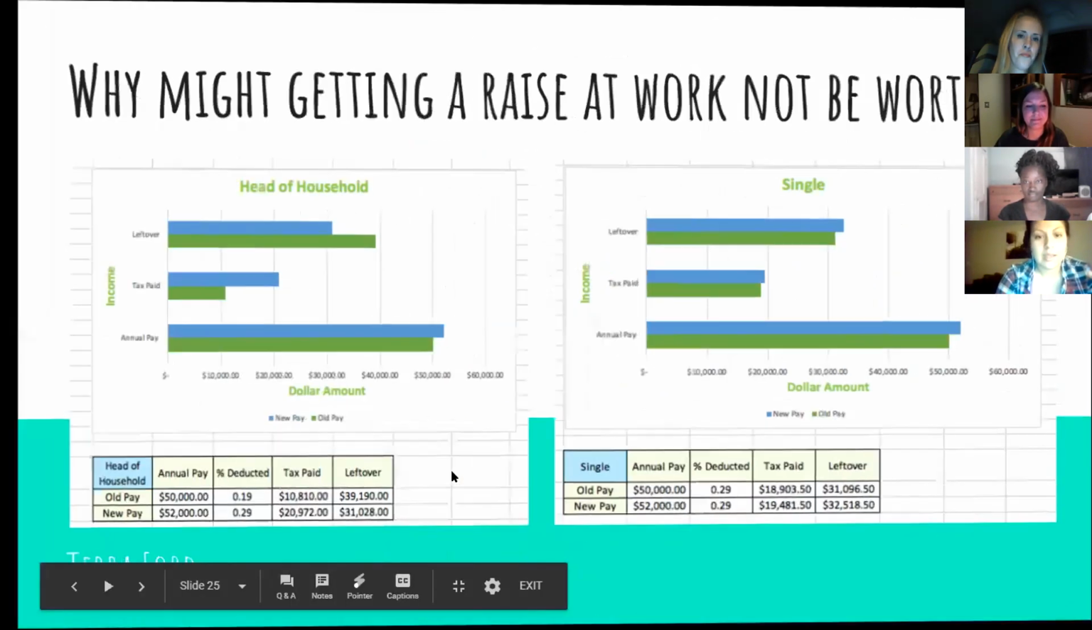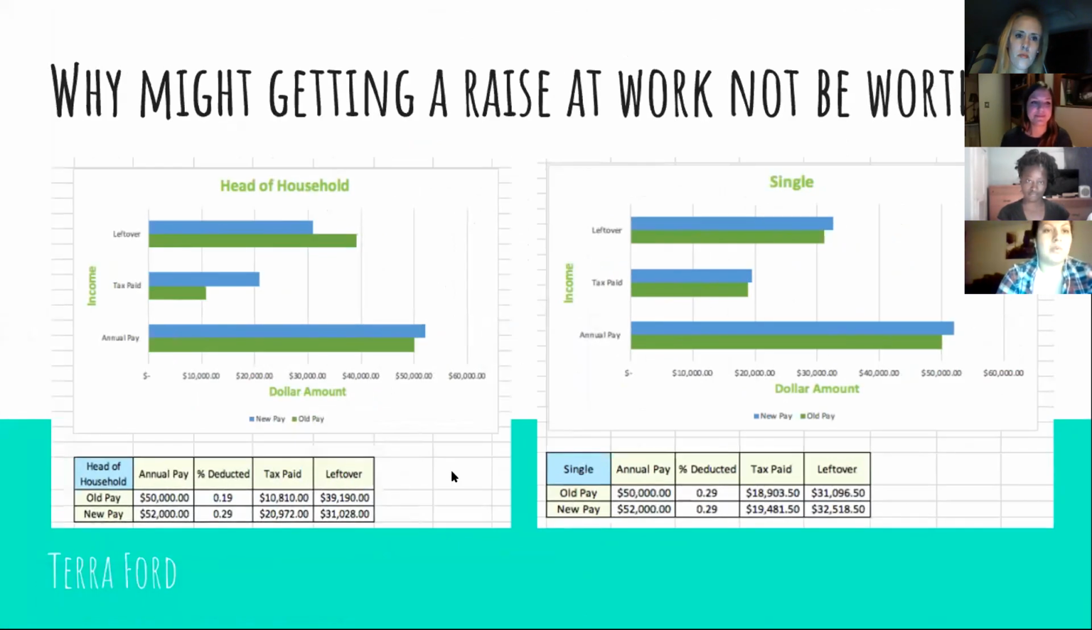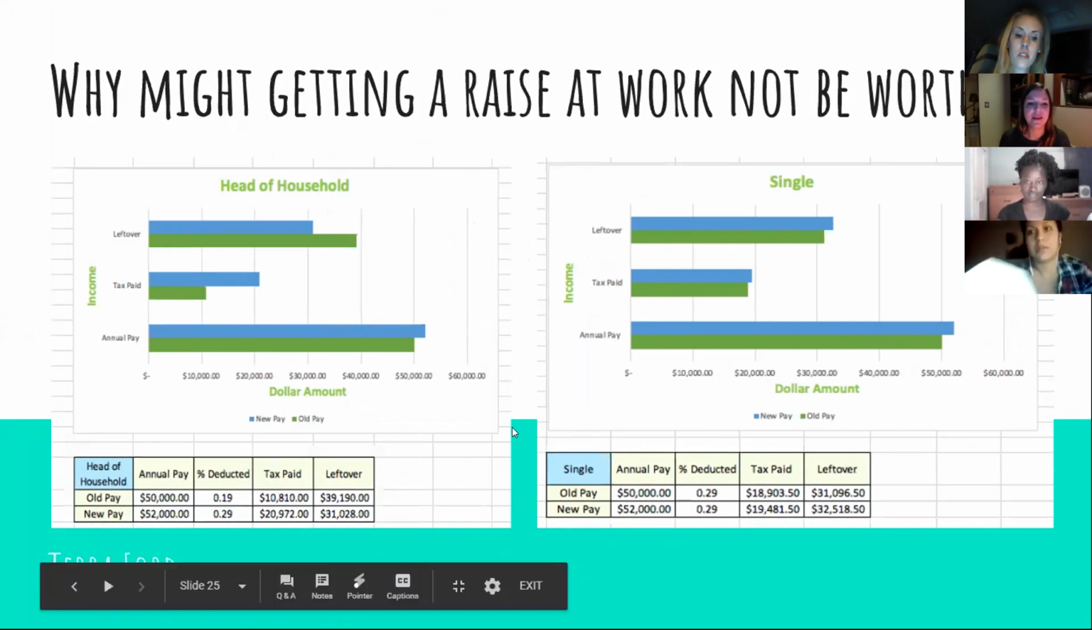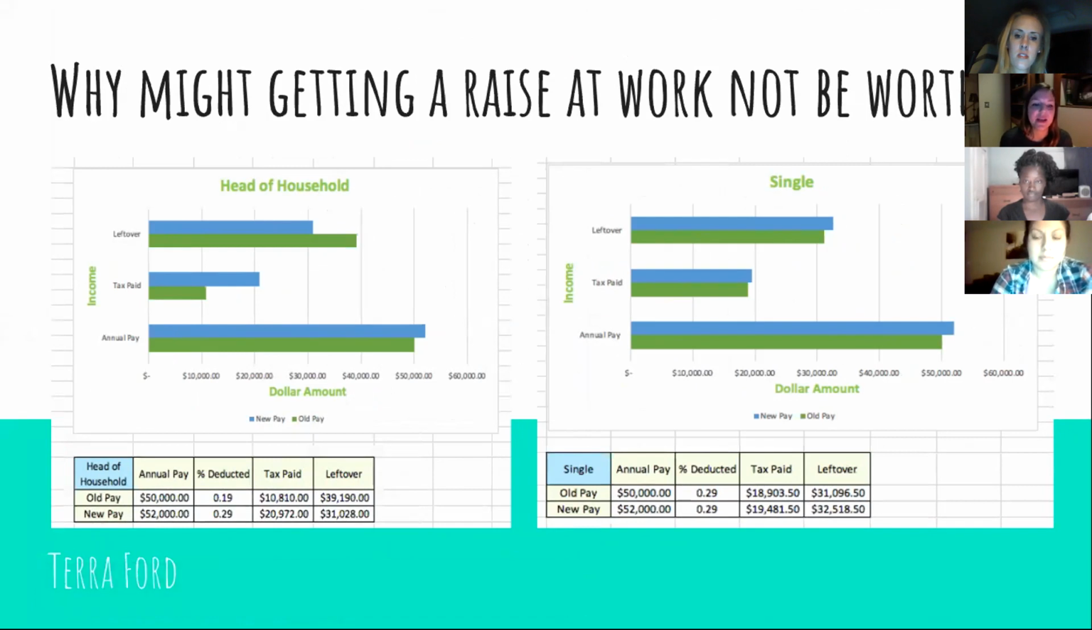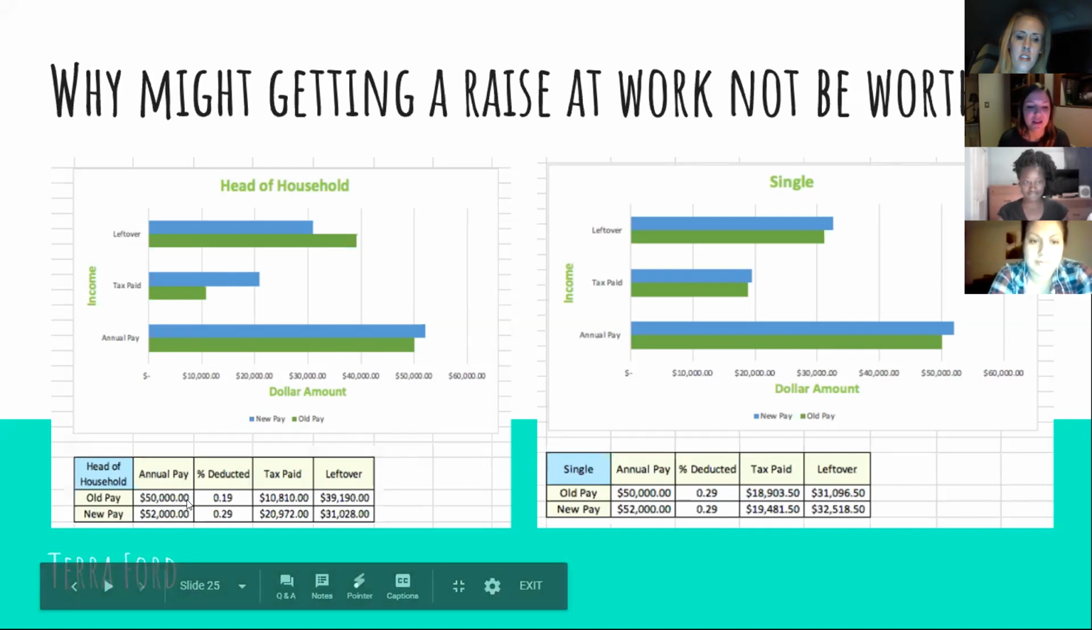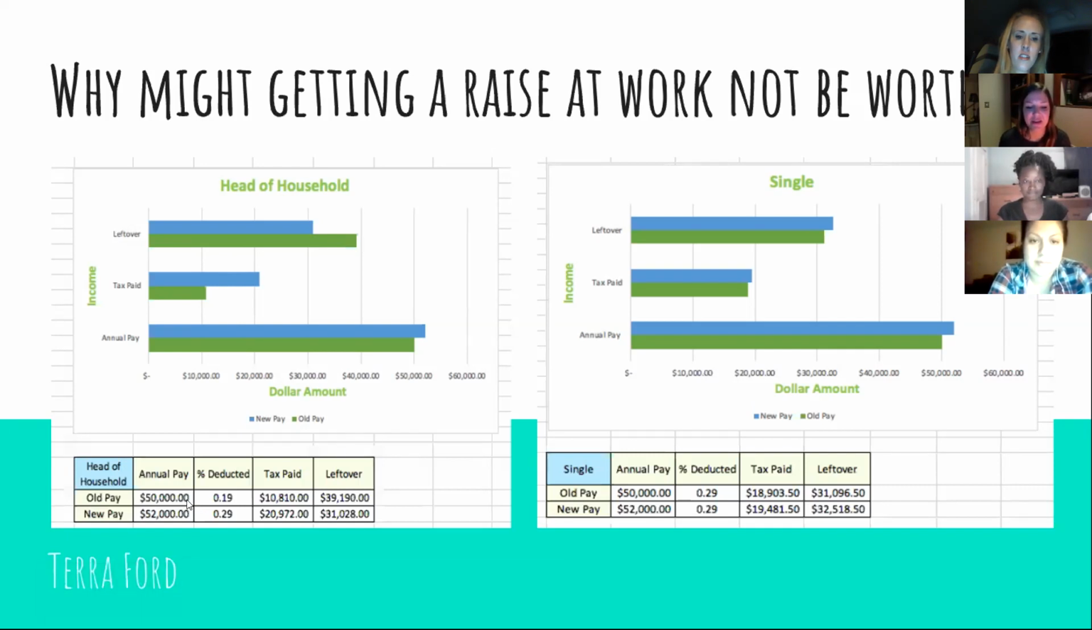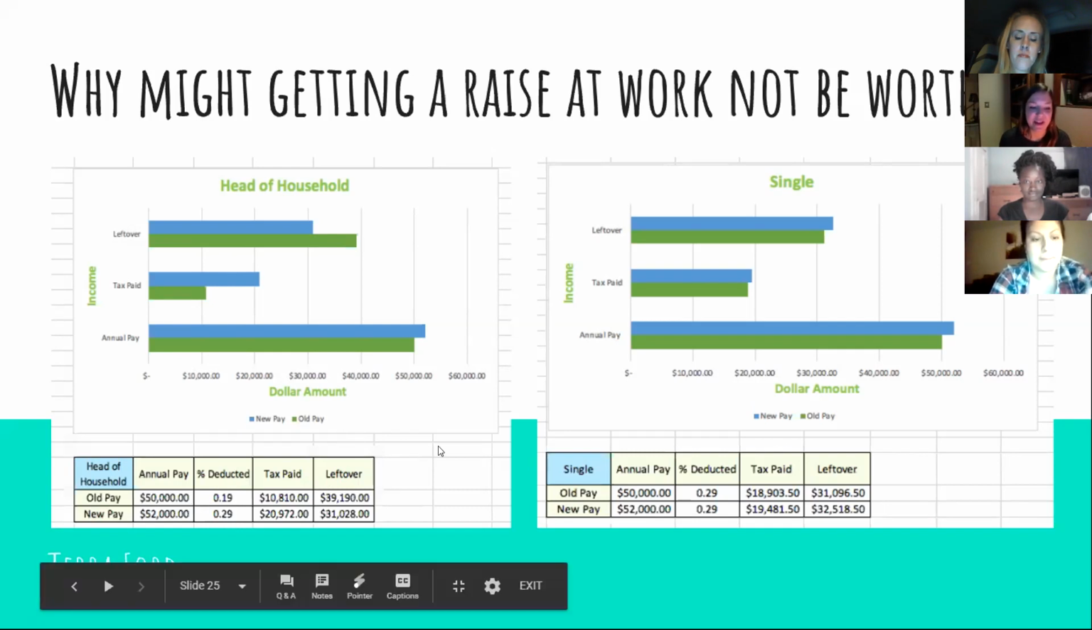Okay. And Terra, I have a question for you. Why might getting a raise at work not be worth it? Getting a raise may not always be worth it when you consider what tax bracket it will put you in. The chart shown for filing head of household shows that a $2,000 raise for $50,000 income is not actually worth it. The taxes that you have to pay on the new income is considerably more than you would pay before the raise, and the money you take home is less.